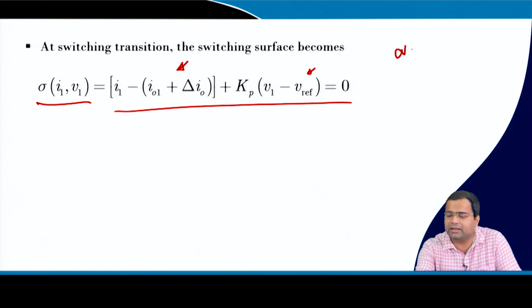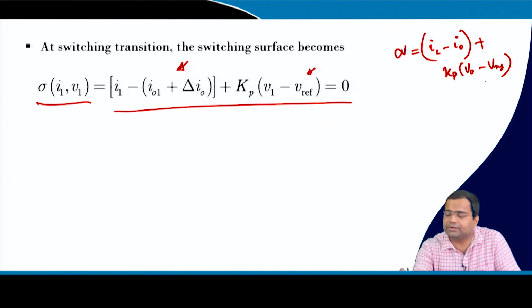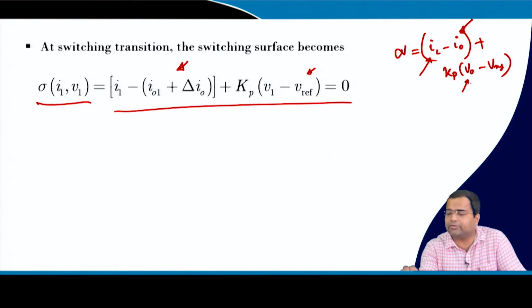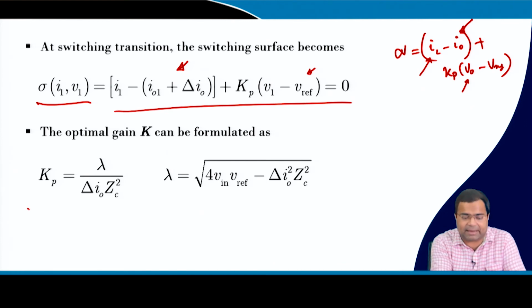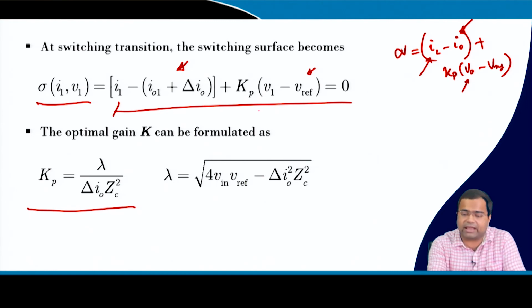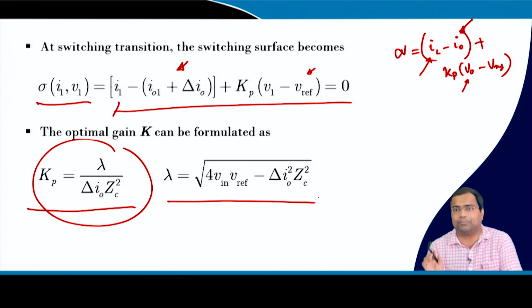Because what is our sigma? It was IL minus I0 plus Kp into V0 minus Vref. So, this I0 is nothing but our I01 plus delta I0. IL is the point where it intersects, it is I1. V0 is the point where it intersects, V1, and Vref. So, then if you solve, you can get Kp because earlier we got I1 and V1. So, that is known, everything is known except for Kp. So, you find out Kp and that will take this form.